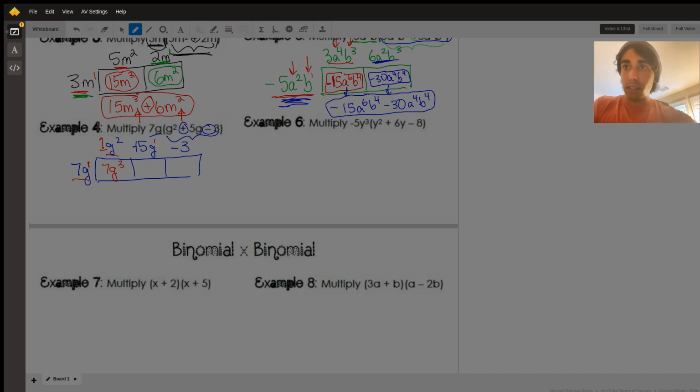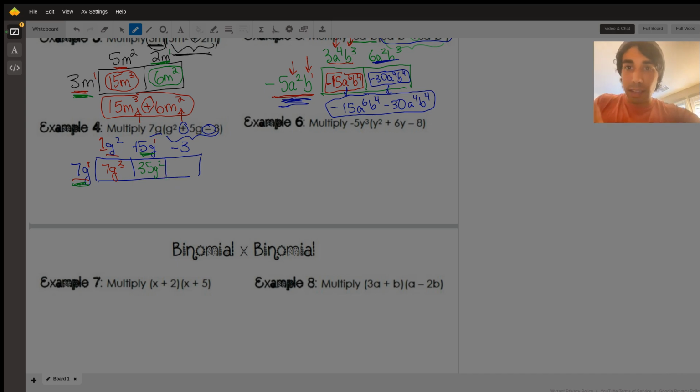So we're going to go, let's do the greens now. We got 7 times 5. Multiply those numbers out in front. And then multiply the letters. G power 1, g power 1. Add those exponents. G power 2.